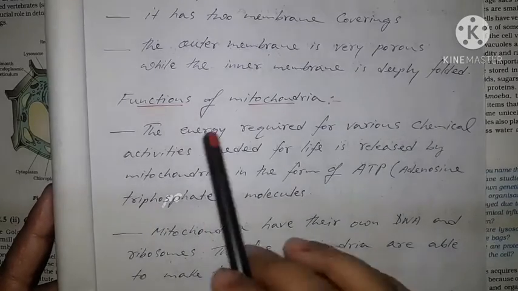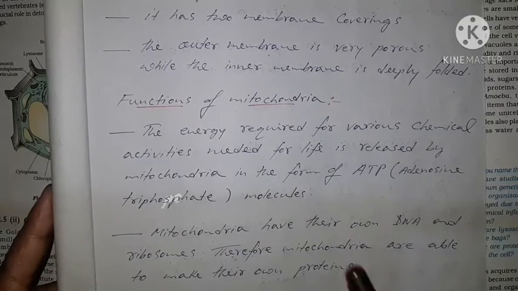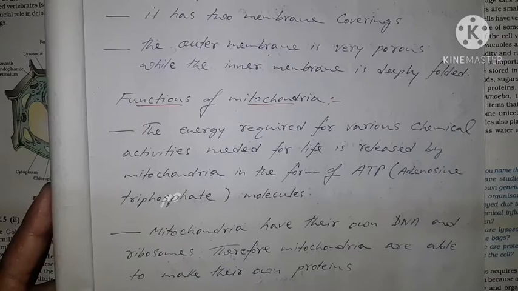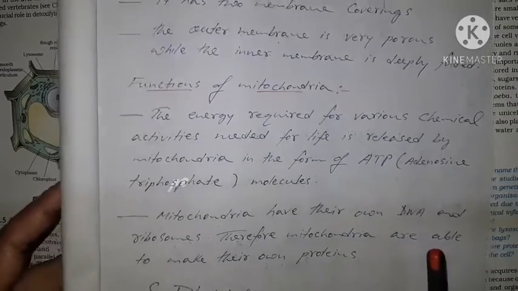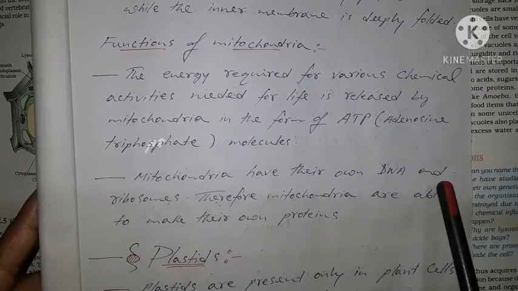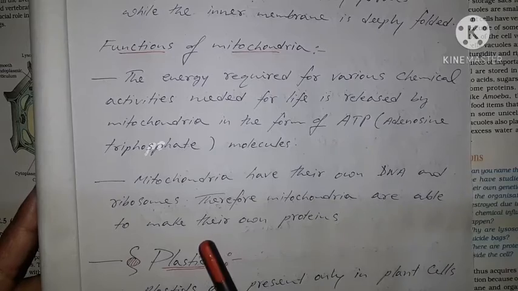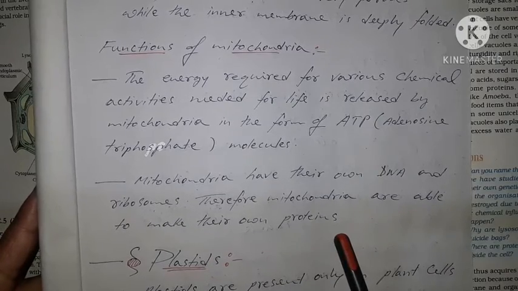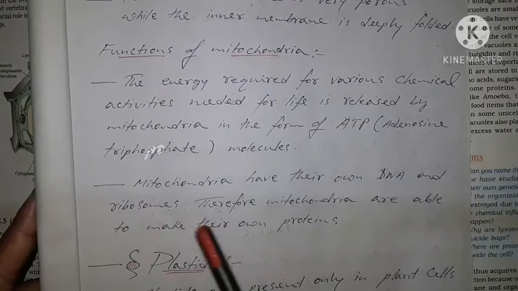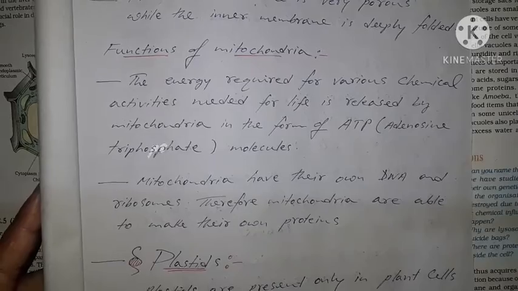Therefore the mitochondria is known as the powerhouse of the cell, because it generates the energy that is needed for different activities in our life process. Mitochondria have their own DNA and ribosomes. Since they have their own DNA and ribosomes, mitochondria are able to make their own proteins.